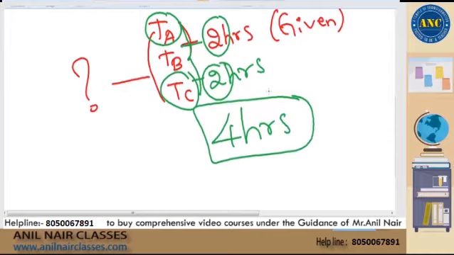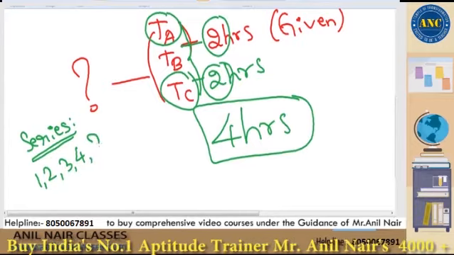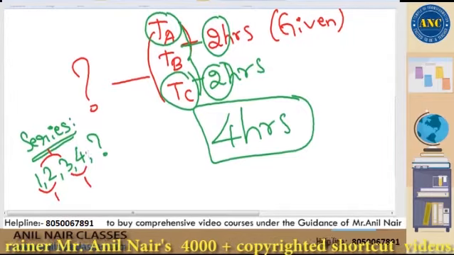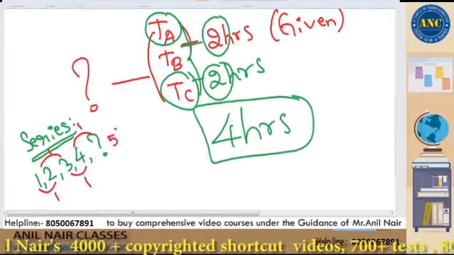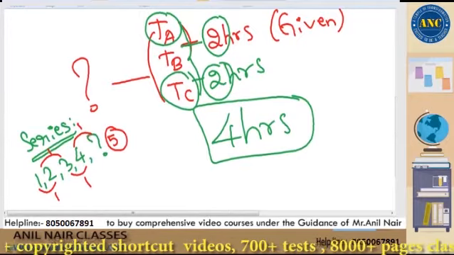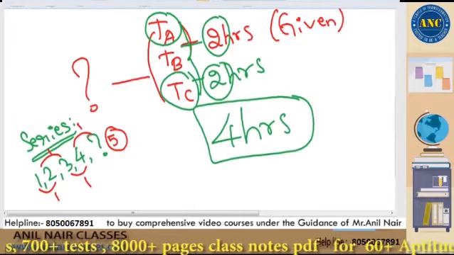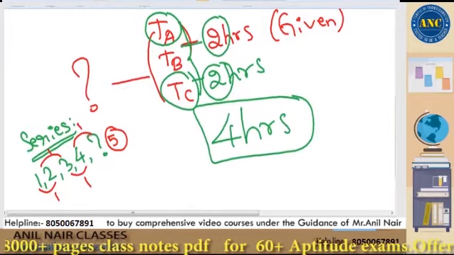Purnima, how 2 hours between B and C? That is what we are saying it must. Suppose for example, you take some series. I say that the series is 1, 2, 3, 4 and next number is question mark. Because the difference between these two is 1, these two also is 1, these two also is 1, these two should also be 1. What should be the next number? 5. Same is the case here. I hope it is clear, Purnima.